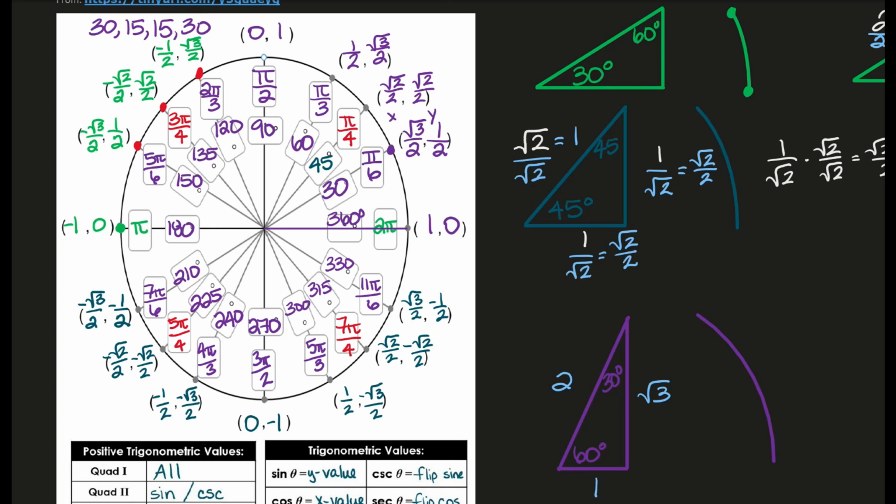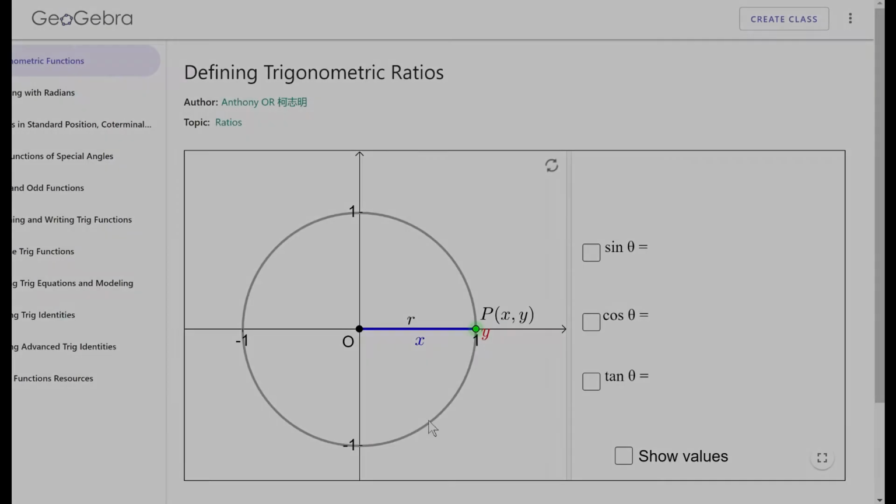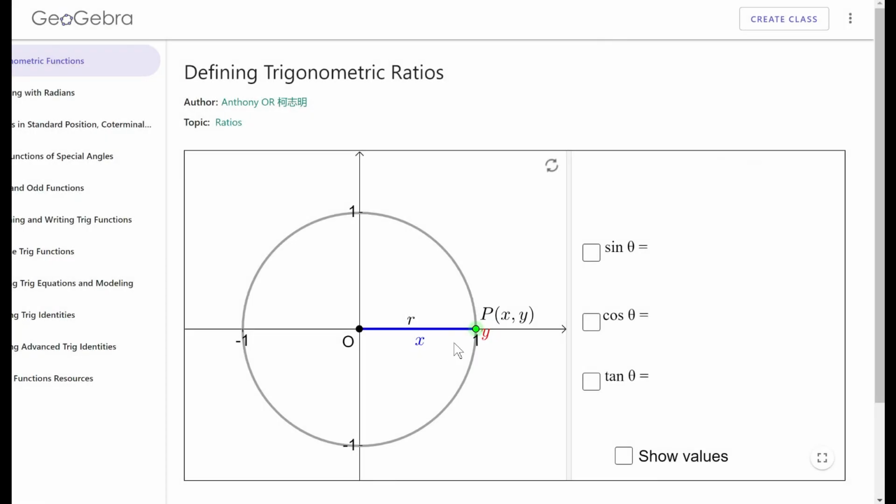Now, if the visual of the radius moving around the circle is giving you a little bit of trouble, let me show you a quick interactive. So in this interactive here, we're going to demonstrate what I mean when I say the radius is traveling all the way around the circle. This interactive is not mine. The author here is Anthony. He created this, and I am using GeoGebra.